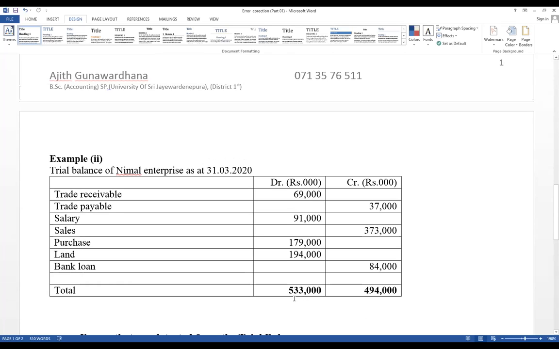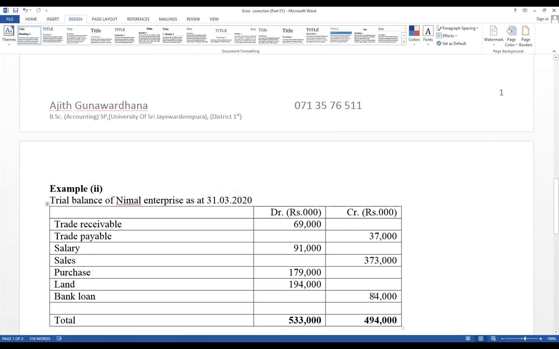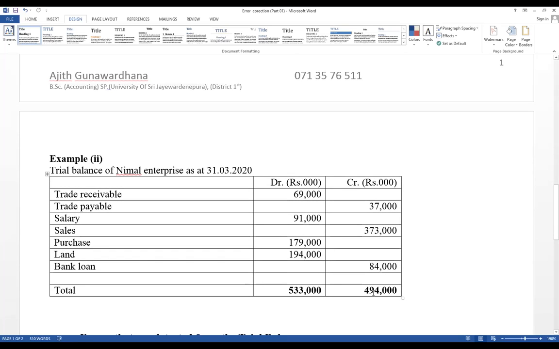Trial balance debit side total amount equals 533, but credit side total amount equals 494. Trial balance is not equal. Definitely there are some errors. If trial balance is not equal, the difference value should be considered as a suspense account. Therefore, those kinds of errors affect the suspense account.